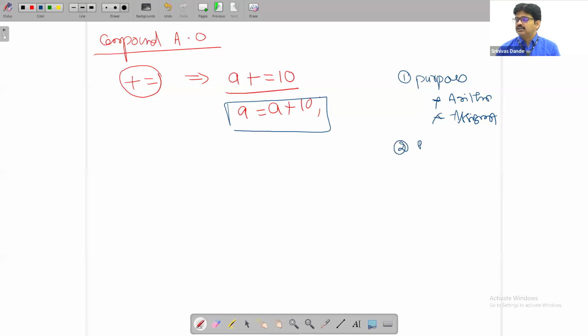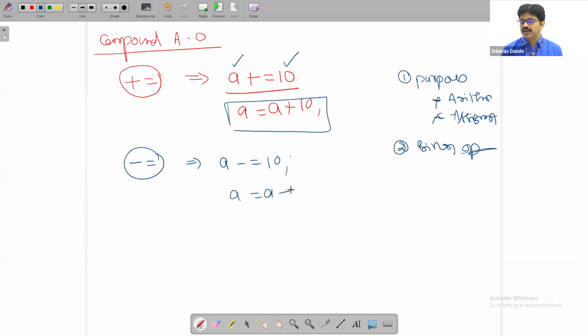Second is, these are all binary operators. We need two operands. A is there and 10 is there. A plus equals to 10. Similarly, if you use minus equals, a minus equals to 10 means a equals to a minus 10. So arithmetic operation is there, assignment operation is there. Similarly, other operators also. So nothing more in this, but only one point to remember, it is a combination of arithmetic plus assignment.